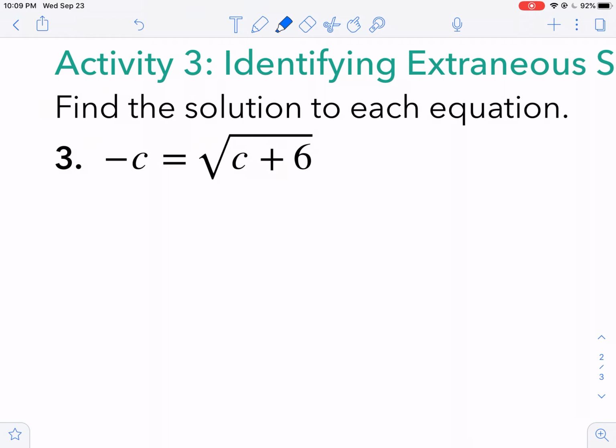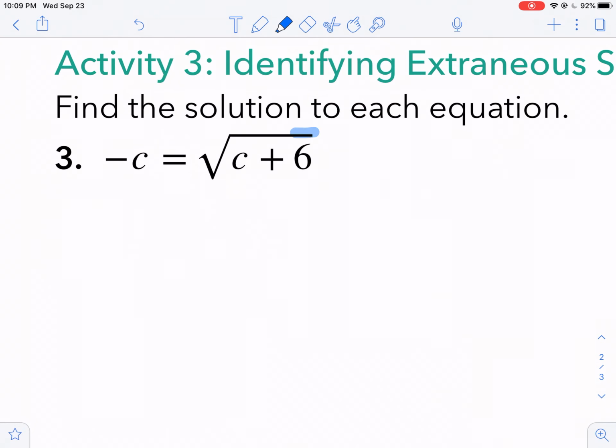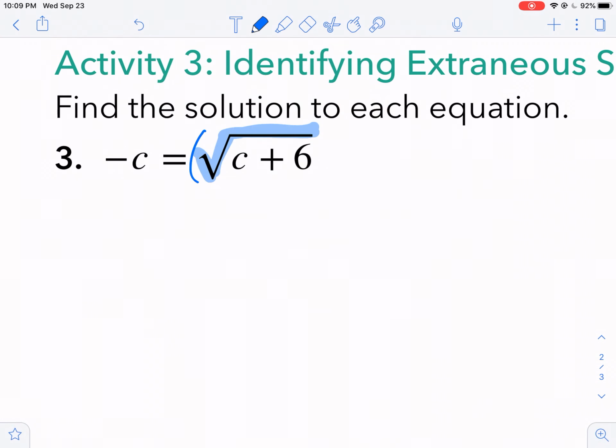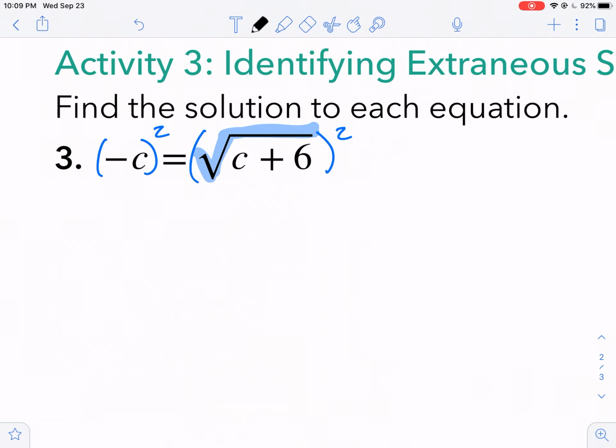So here we're trying to get C all by itself, but oh man, you guys, we've got this square root over here, and that's gross. So we're going to undo that by squaring both sides. Yay! What's nice about that is that we'll also get rid of our negative on this side, because negative C times negative C is C squared.